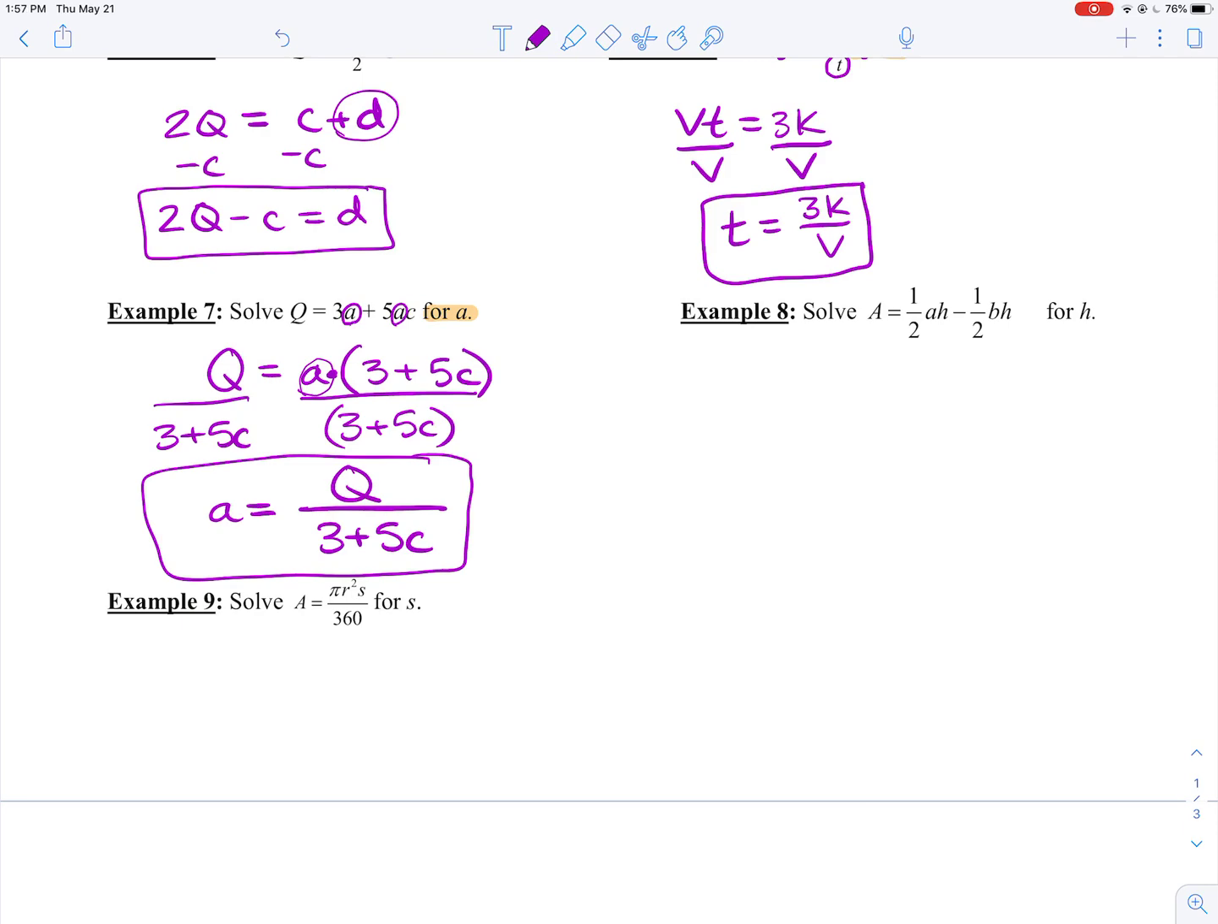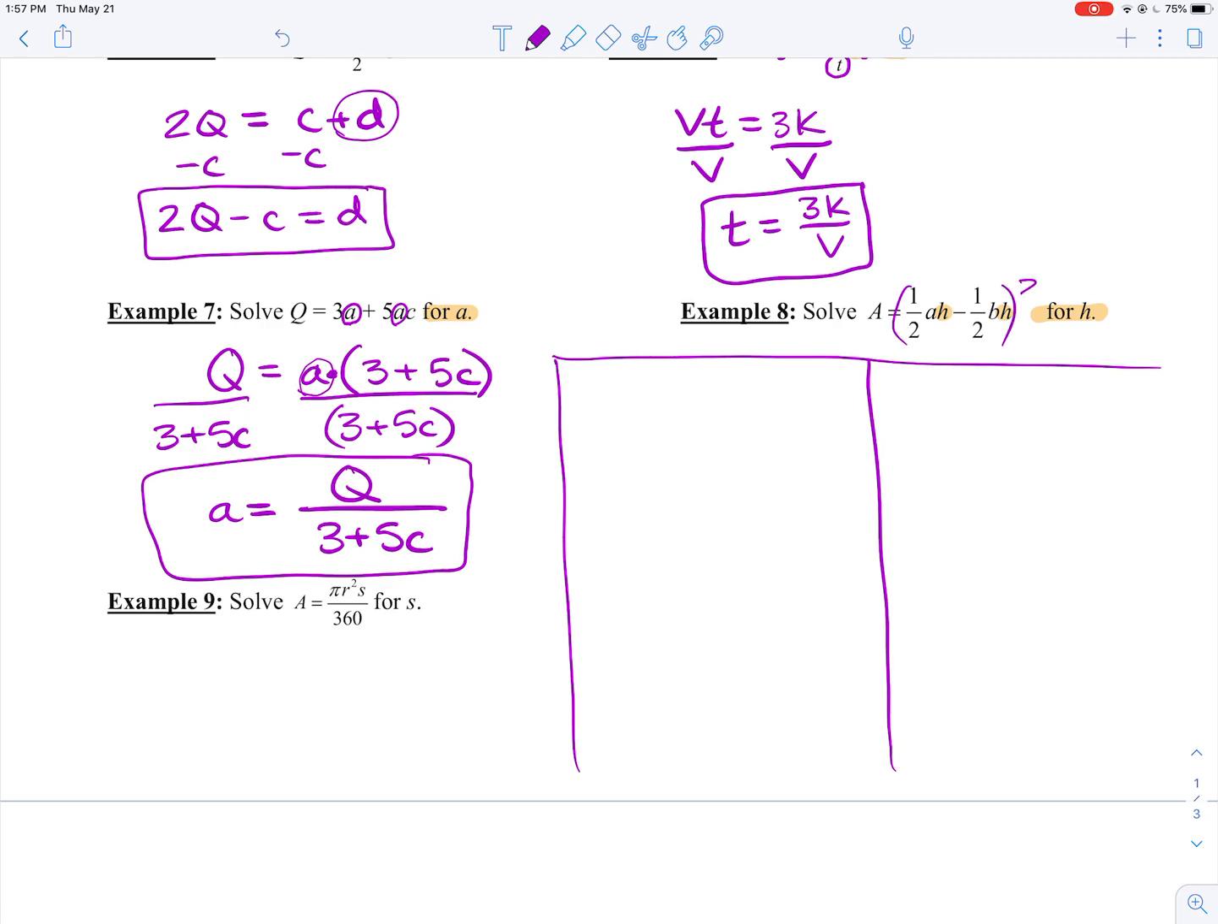Example 8, we are trying to solve for H. Again, H happens to be in both terms. So the first thing that I would do, actually there's two different ways you can approach this one, and I'll show it to you both ways. The first thing we can do is multiply everything through by 2 to clear out the fraction first.